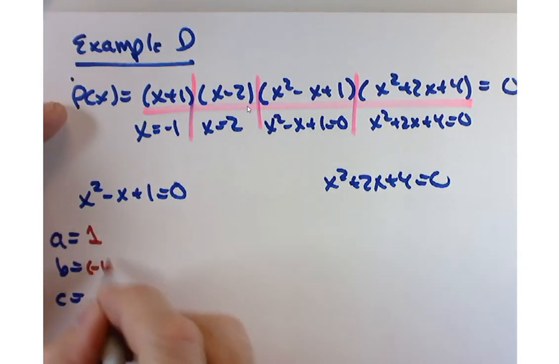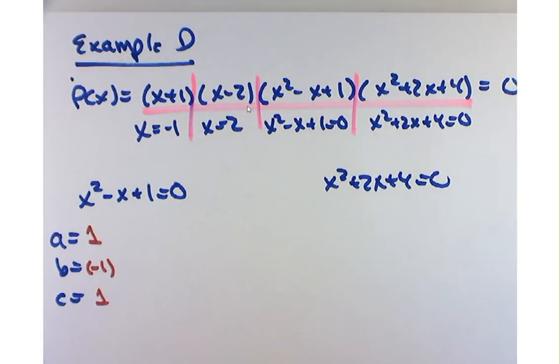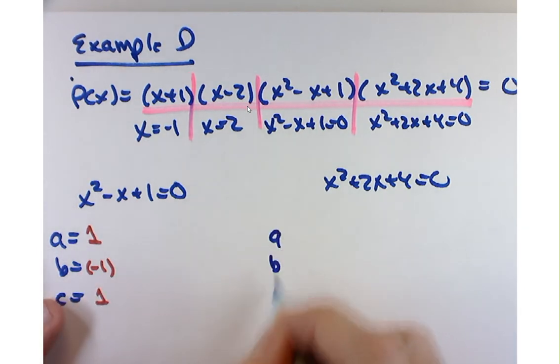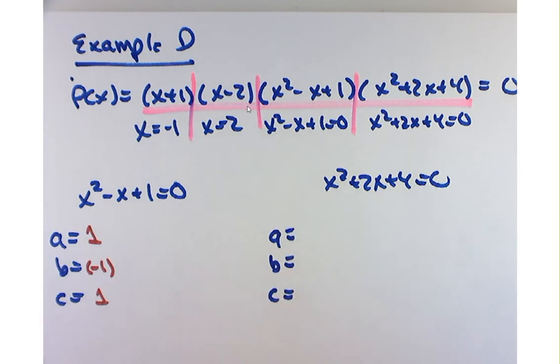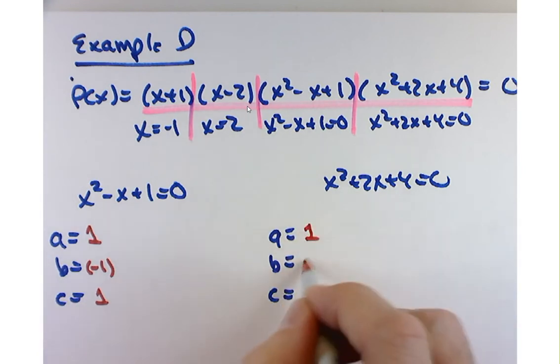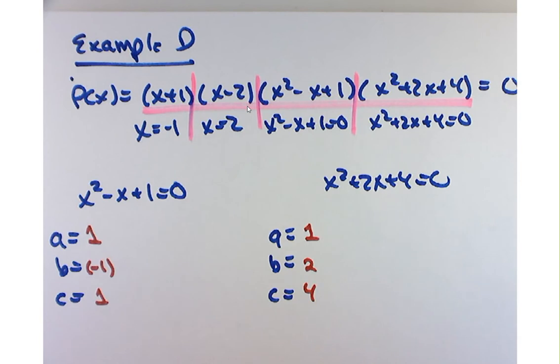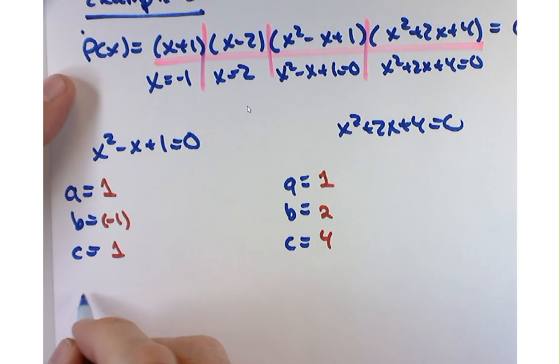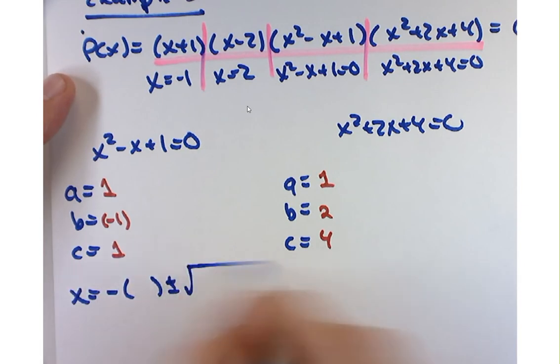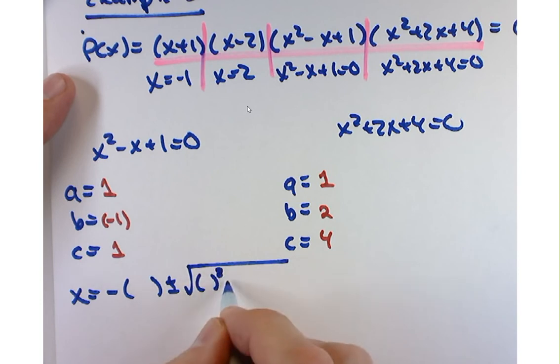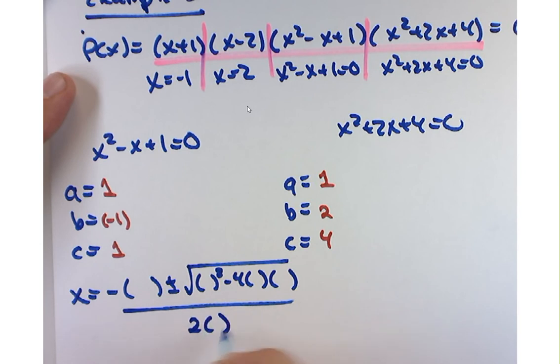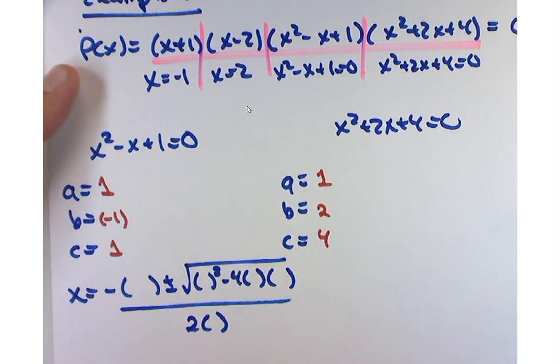For the first one, a, b, c are 1, -1, 1. And then over here, b and c, 1, 2, and 4. Okay, great. Let's fill in the quadratic formula. Negative of b plus or minus the square root of b squared minus 4 times a times c, all over 2 times a. And I'll do the same thing here.